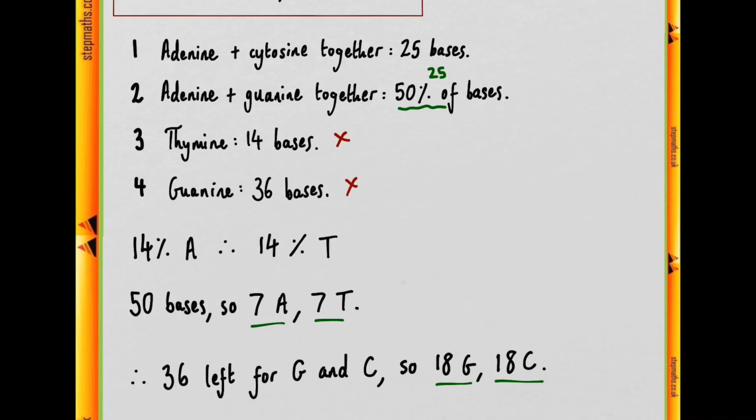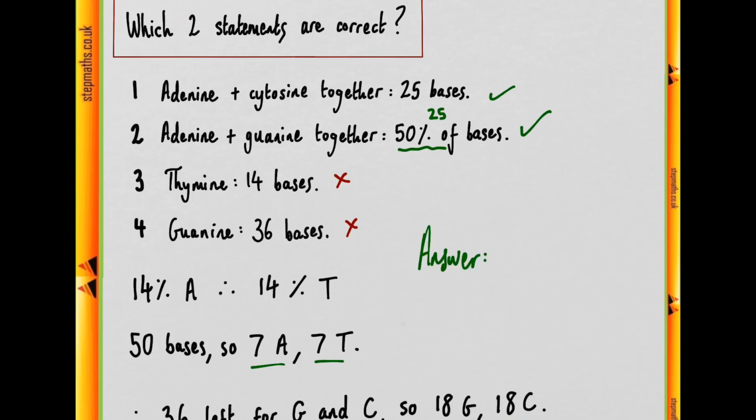Adenine and cytosine together, is that 25? 7 and 18, yep, that's 25. And the same goes for the second statement, because adenine and guanine are both 25 when added together. So we have our answer, which is that 1 and 2 are correct, and therefore our answer is going to be option A.